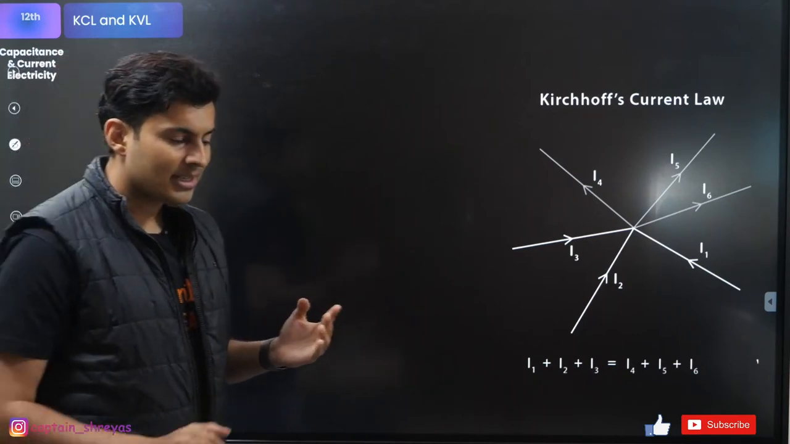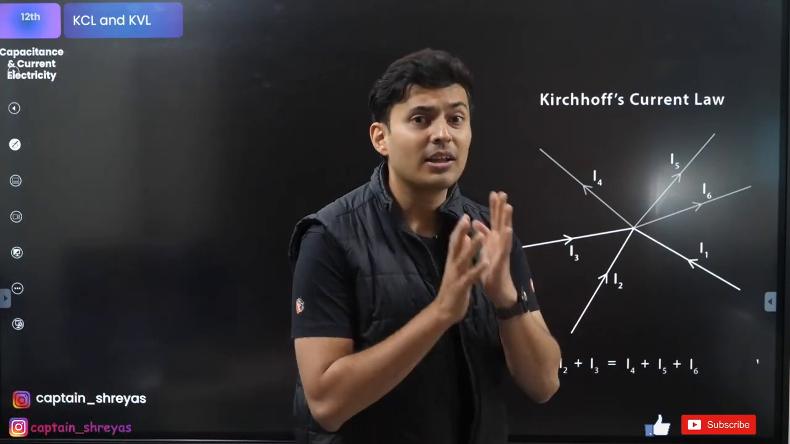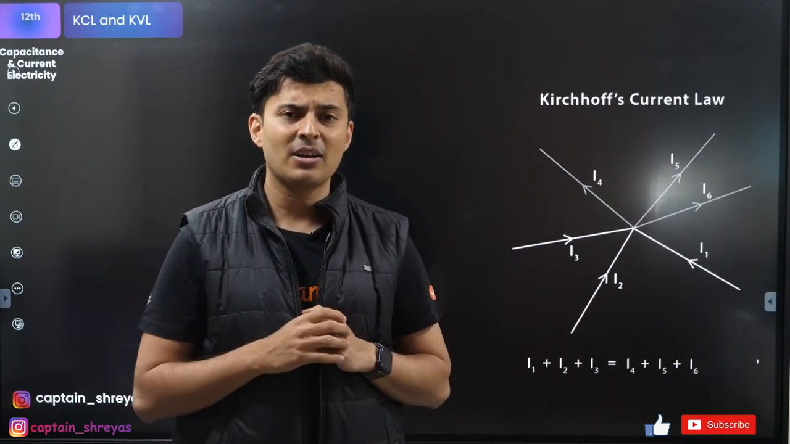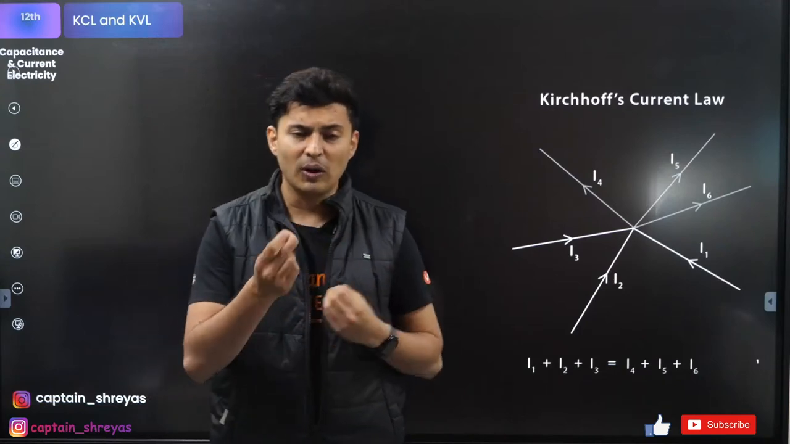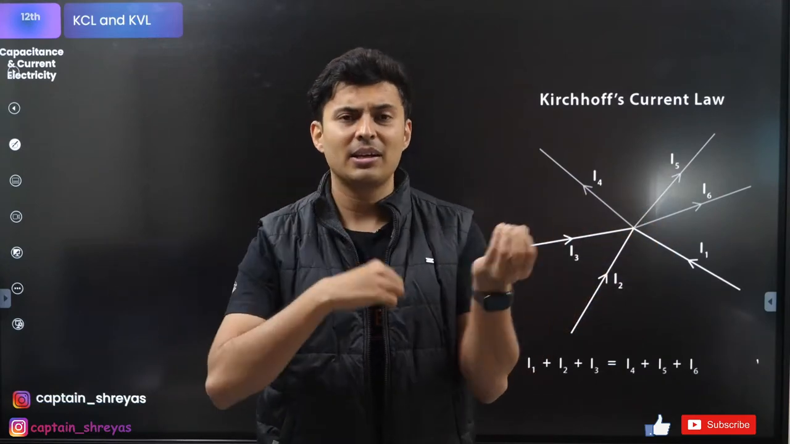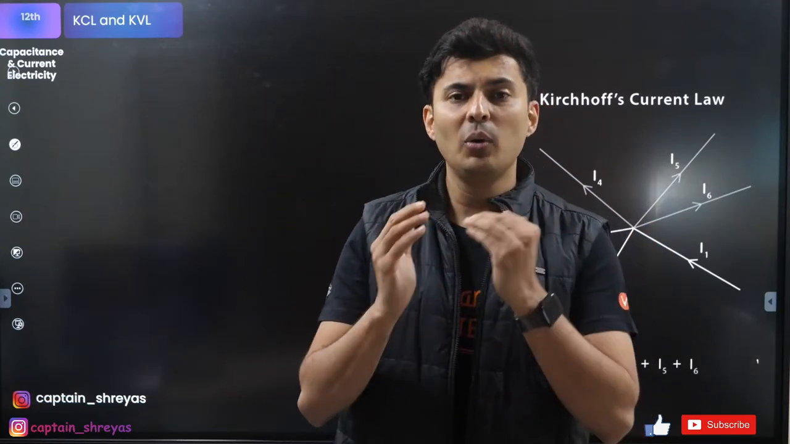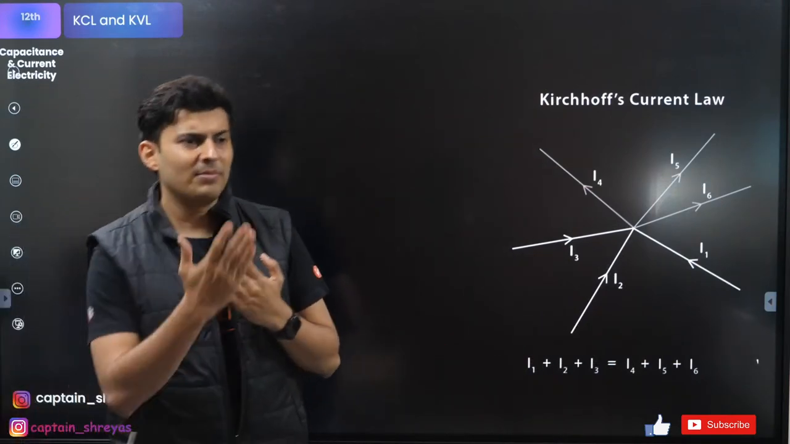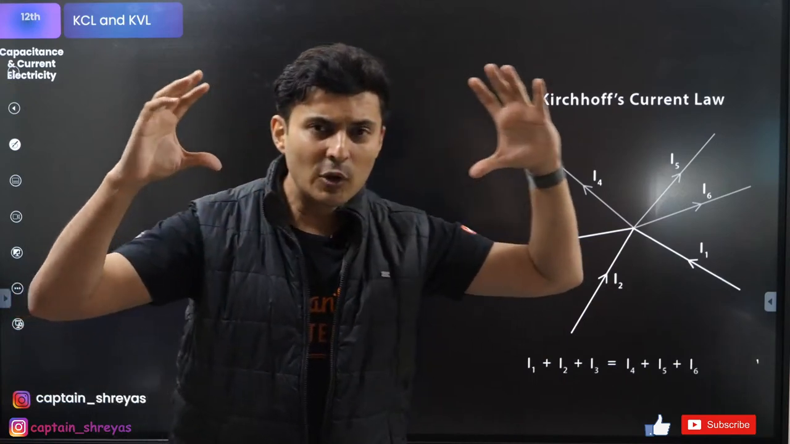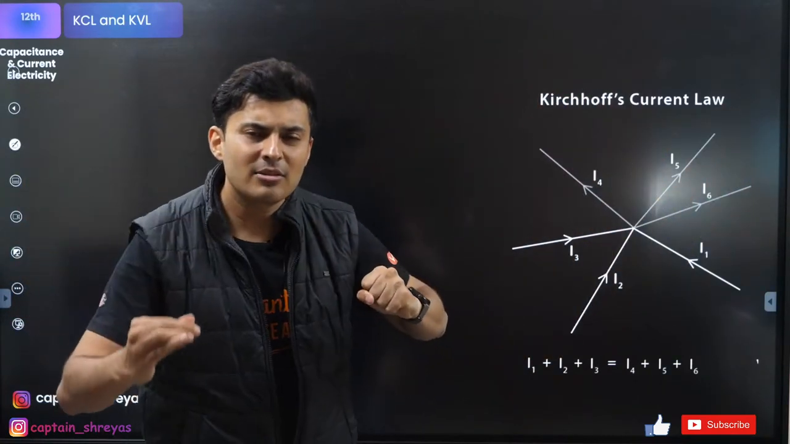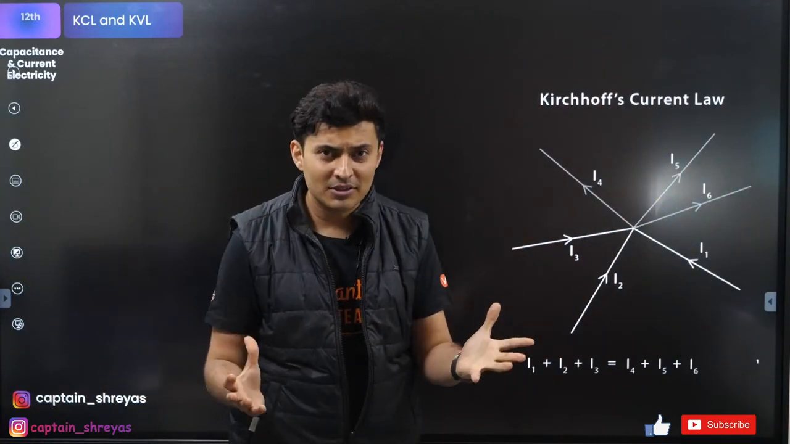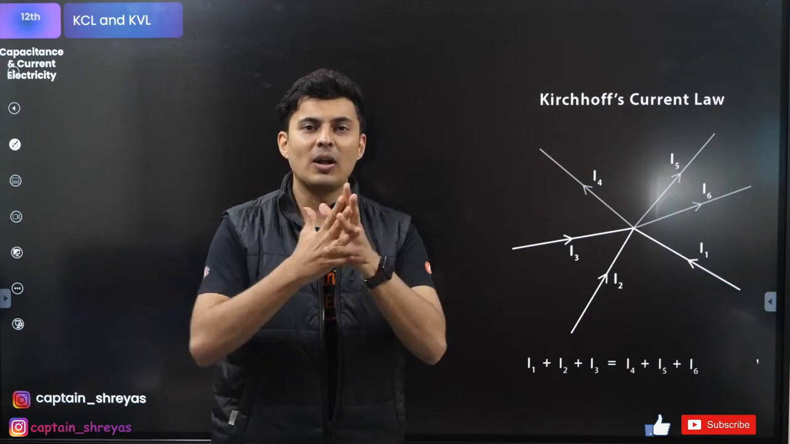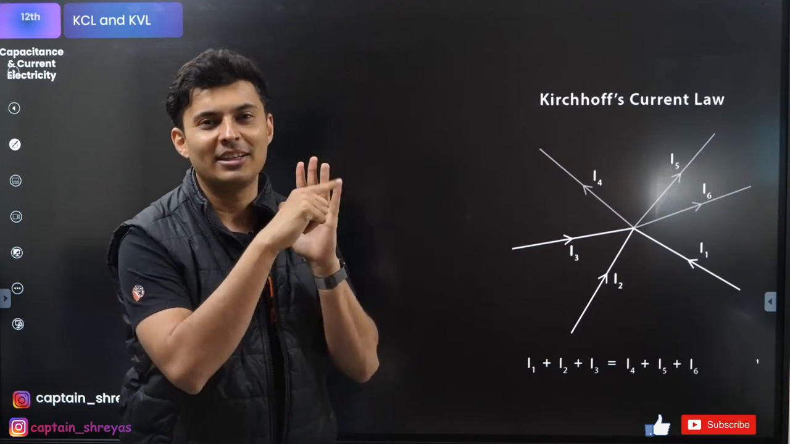So these two laws help us solve problems which otherwise are difficult to solve. Sometimes everything is not series and parallel. Sometimes you have to solve multiple circuits, complicated circuits. And what you do in complex circuits is you assume the currents. You assume some direction. And then you make equations, as many equations as there are unknowns. If there are 5 unknowns, 5 equations. Solve them simultaneously, find I1, I2, I3, I4.